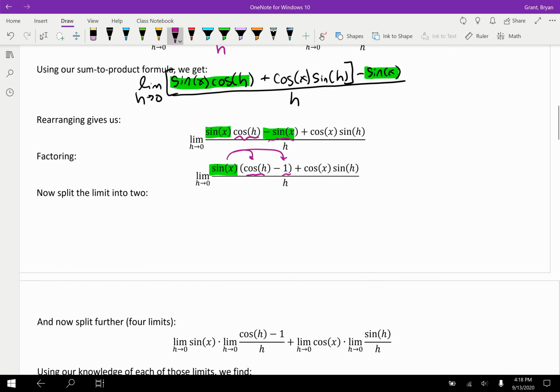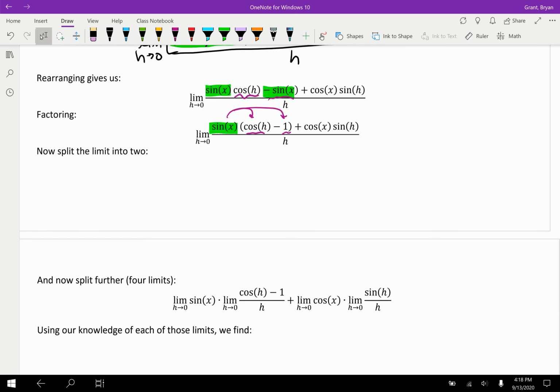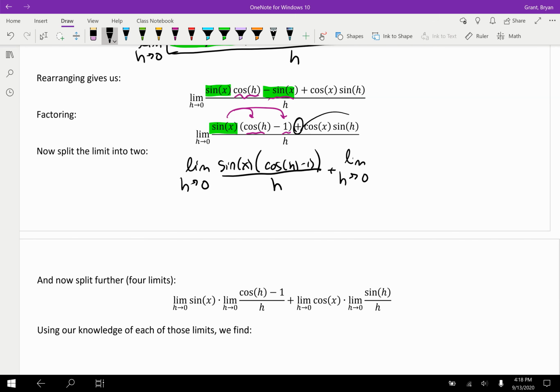So what we're going to do is actually split this limit into two limits. What two limits? Well, this plus is going to dictate those two limits. The limit as h approaches 0 of the sine of x times cosine of h minus 1 over the common denominator h, plus the limit as h approaches 0 of the other side, which is just cosine of x times the sine of h. Nifty.